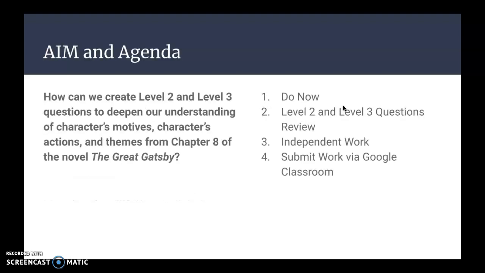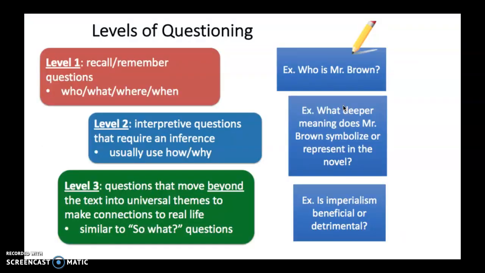Now, for your aim and agenda. Your aim: how can we create level 2 and level 3 questions to deepen our understanding of a character's motives, character's actions, and themes from chapter 8 of the novel The Great Gatsby? For the work that we have scheduled for you, you have your do now, which you already did, then a level 2 and 3 questions review. You're going to do some independent work and make sure to submit it all in your Google Classroom. So just a reminder, level 1 questions, they're nice, but we don't want those, okay?